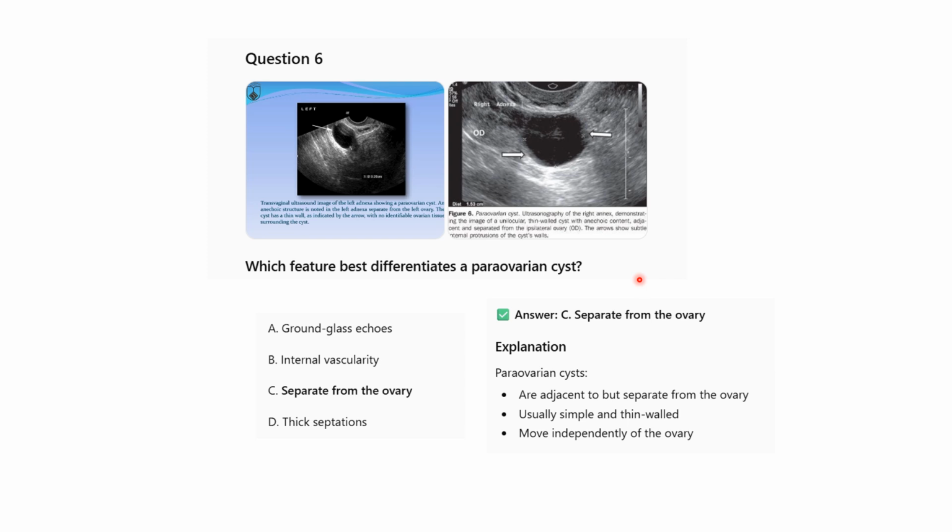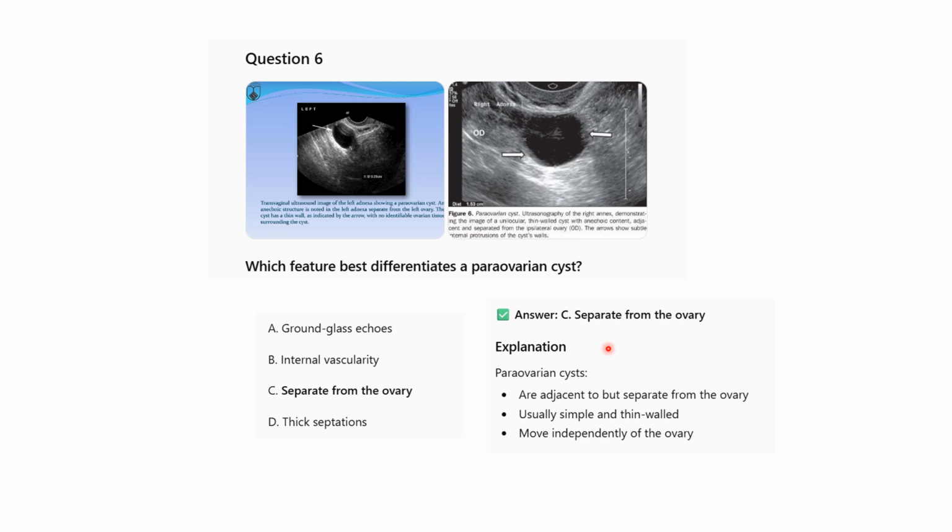So A, ground glass echoes, B, internal vascularity, C, separate from the ovary, D, thick septations. So our best answer for this question is separate from the ovary. Explanation: para-ovarian cysts are adjacent to but separate from the ovary, usually simple and thin-walled, and move independently of the ovary.